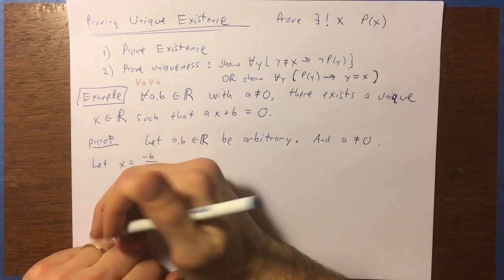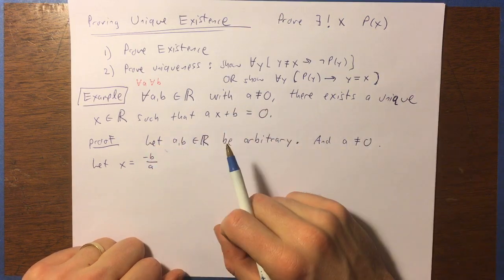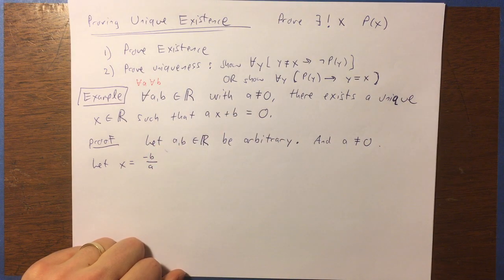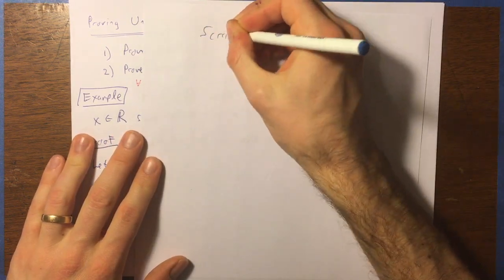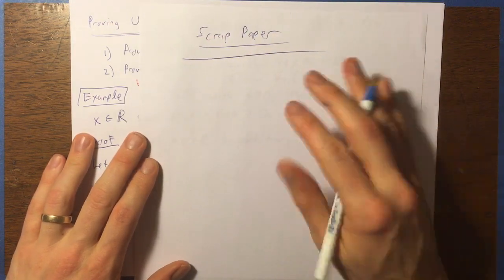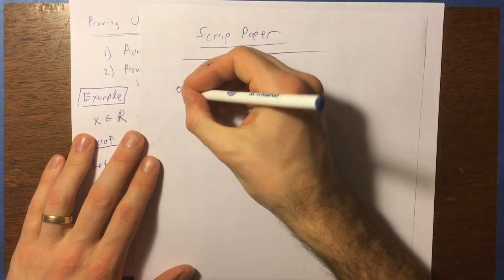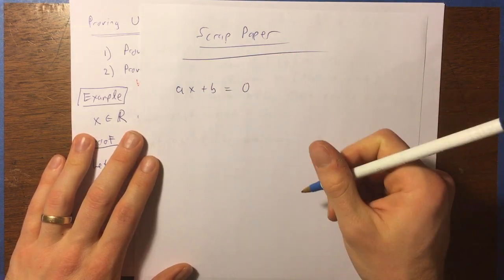Well, part of writing a proof is figuring it out first and then writing it. So how would you have come up with that? Let's pull out our scrap paper. This is not part of the proof. This is the scrap paper, okay? What do I want? Well, I want ax plus b to equal 0 in the end, right? So what do you think x should be?